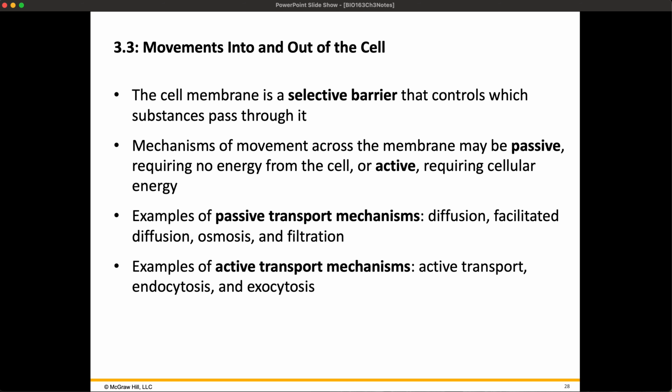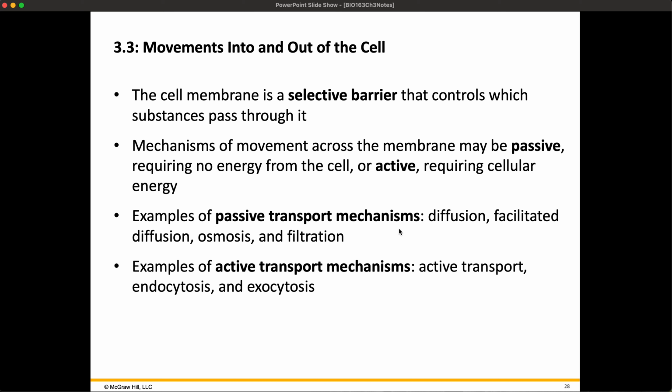All right, so now that we've talked about the basic structures of a cell and given you the idea of what the cell membrane is doing, let's talk about how things get into and out of the cell. So, movements into and out of the cell. Our membrane is this selective barrier. It has mechanisms that allow things to move across. Those can be either passive, that don't require energy, or active, that do require energy. Going into or out of the cell, it really just depends on what the structure is, what is trying to pass through the cell. That will determine if it's passive or active.